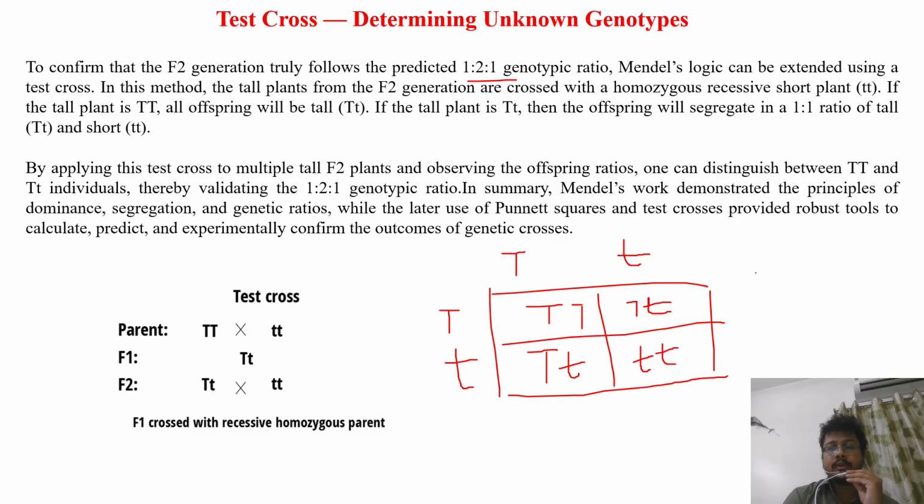But how do we know if the tall plants are homozygous or heterozygous? To determine that, Mendel's logic can be explained using the test cross. In a test cross, what do we do? The tall plants of the F2 generation are crossed with homozygous recessive short plants. How can it help us determine if the tall plants are homozygous dominant or heterozygous dominant?